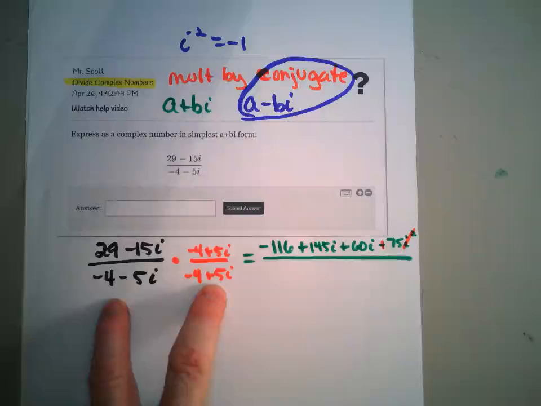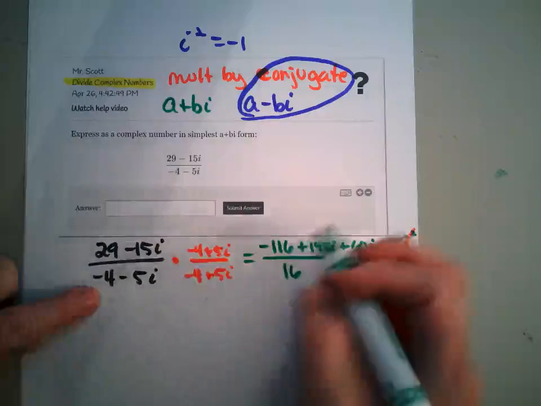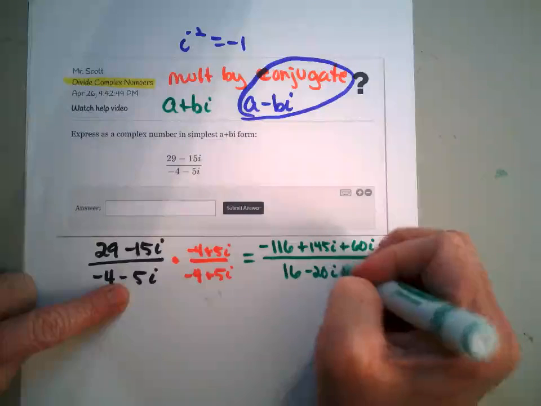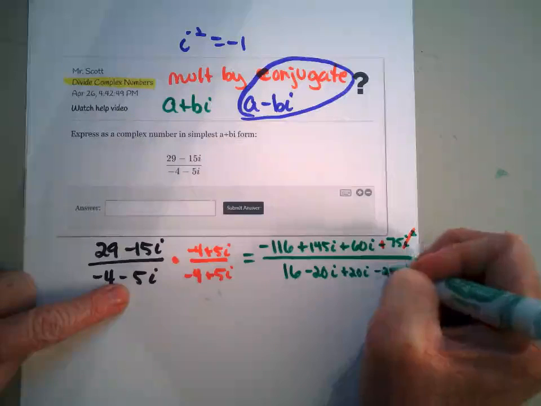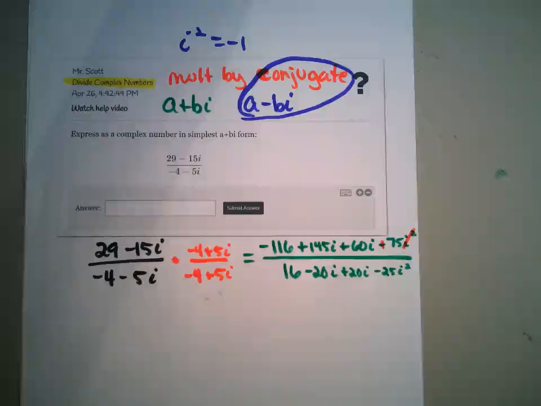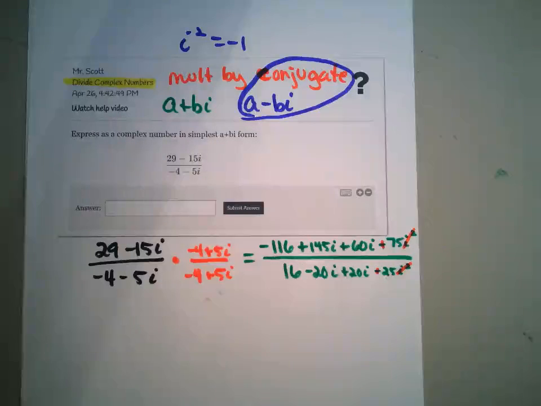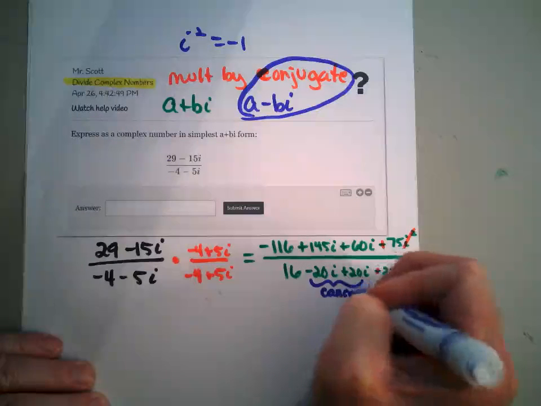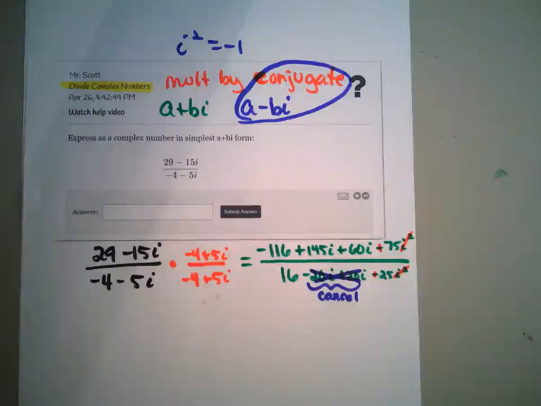Multiplied by the conjugate is going to have some stuff cancel out. So negative 4 times negative 4 is 16. Negative 4 times 5i is negative 20i. Negative 5i times 4, positive 20i. And negative 5i times positive 5i is negative 25i squared. i squared makes it change sign, so that's now a positive 25. When we multiply by a conjugate, this will always cancel. Negative 20i and positive 20i will cancel each other out, so they are gone. We'll simplify some stuff and see what this looks like.